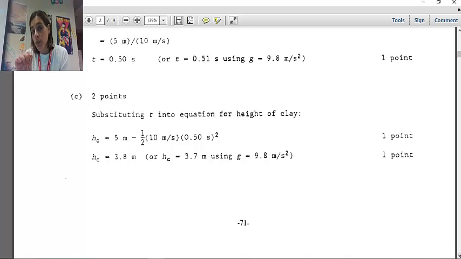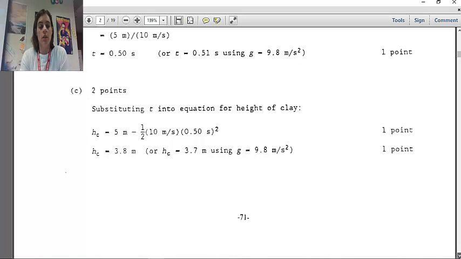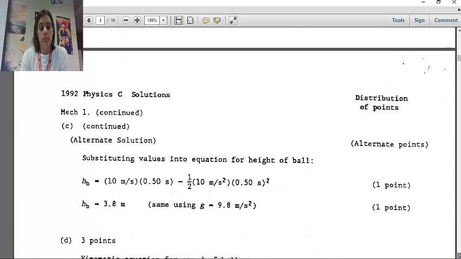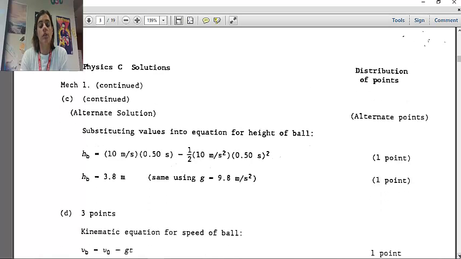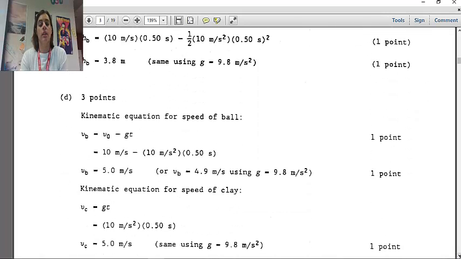So again, always show your work. Show what equation you're using, show what you substitute into the equation. If you show the equation before you substitute, that's always the best practice because that makes it easiest for the reader to follow. The easier time the reader has following your work, the more points they're likely to give you. Now, you could have also substituted it into the ball equation instead of the clay equation. It didn't matter which one you used.